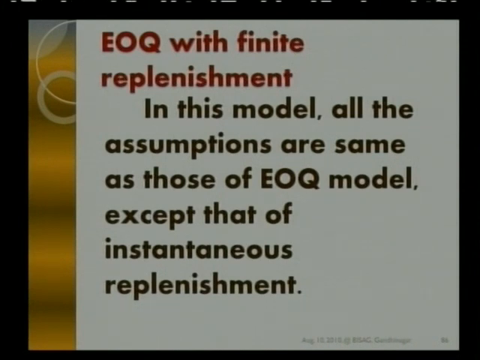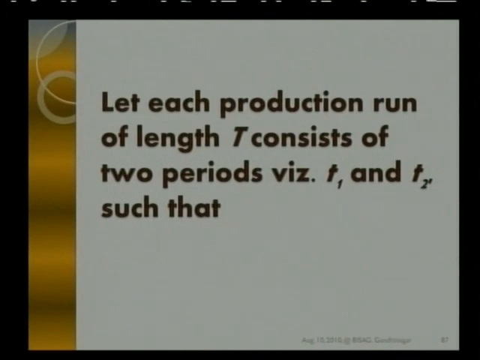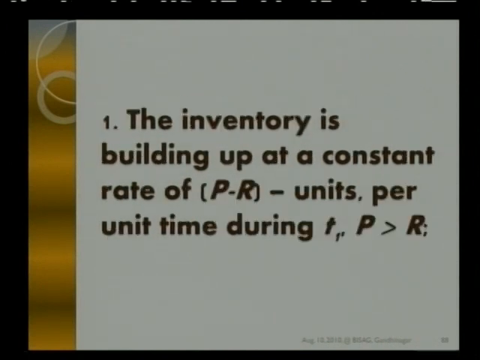So in the previous model, we assumed that the production rate is infinite, but that is not the case with most companies. So let us see how to go with the condition that we have a finite replenishment. In this model we will have almost all the assumptions of the previous model except that of instantaneous replenishment. Let each production run of length capital T consist of two time periods, T1 and T2. T1 is the production time period and T2 is the non-production time period. We'll see how to define this production and non-production time and when to stop.